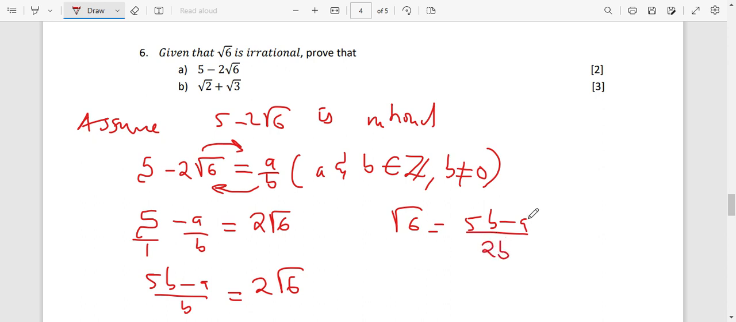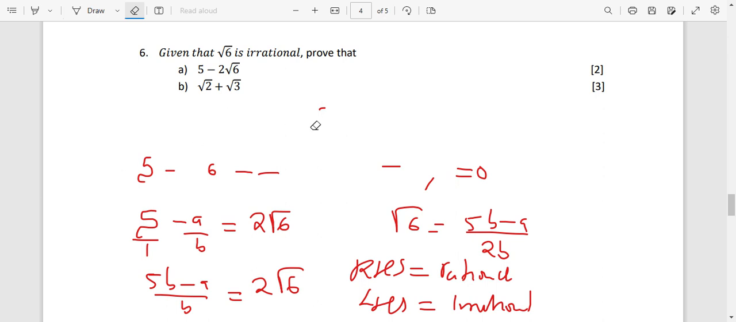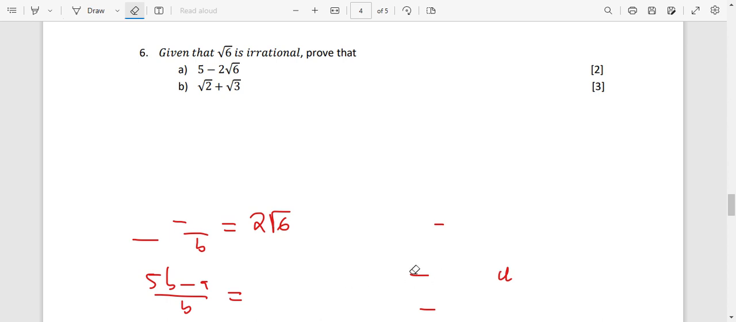So from what you're able to see, 5b minus a is an integer. 2b is also an integer, meaning that the right hand side, where there is that fraction, it is rational. And then the left hand side, we know square root of 6 is irrational. And you know that an irrational number cannot be equal to a rational number. That violates our assumption. Therefore, 5 minus 2 square root of 6 is irrational. You can do all this, but if you don't write a nice statement at the end, you lose some marks. And this question is only 2 marks, meaning that if you lose one, you just get one.